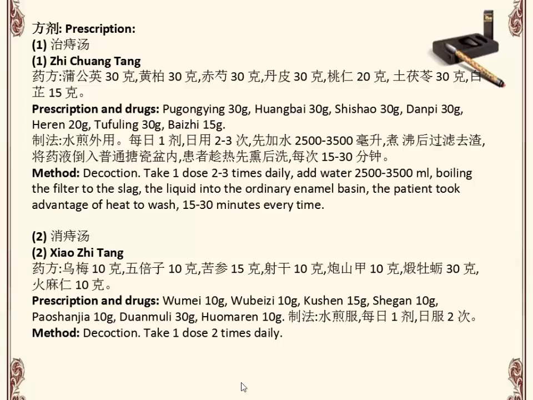B-U-Z-H-O-N-G, Buzhong, Y-I, Q-I, T-A-N-G. Buzhong Yi Qi Tang. This is for any sinking. This is for spleen chi sinking. In fact, this is the formula they used in the case that I put up earlier with the head, the one with low blood pressure, where they were having dizziness in the head. And they kept giving Buzhong Yi Qi Tang because they thought it's a spleen weakness, but they weren't tonifying the blood.